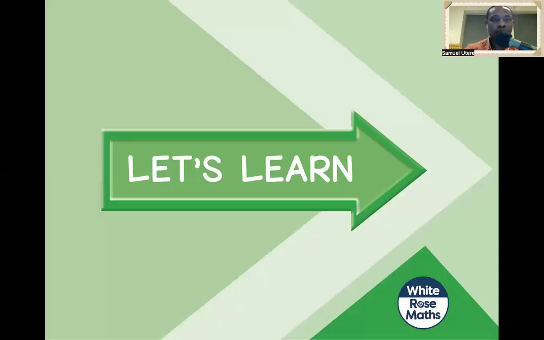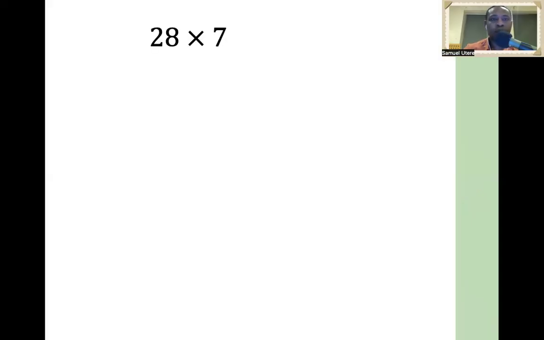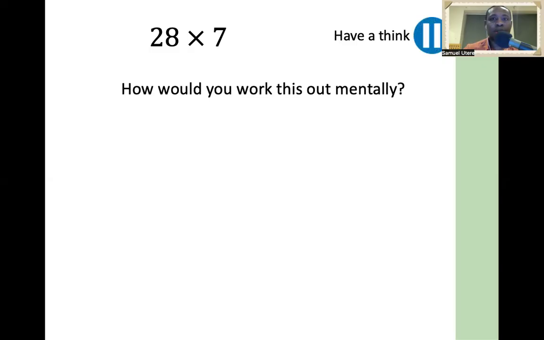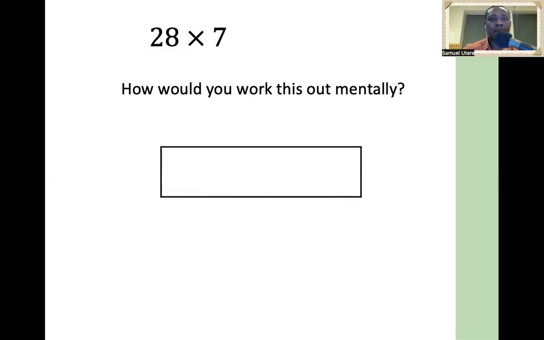Let's do some new learning for this lesson. If you're asked to work out 28 times 7, what mental strategies might you use? Have a think. Well, there are different mental strategies, but here we can look at this as if we were doing a multiplication or finding the area of a rectangle, of which one side, the length, is 28 and the width is 7.